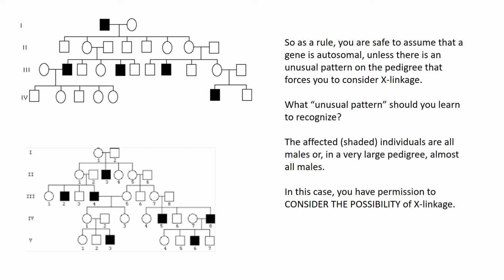So what is this unusual pattern that I'm referring to? If the affected, meaning the shaded individuals, are all males, or in a very large pedigree almost all males, then in this case only, you have the permission to consider the possibility of X linkage.